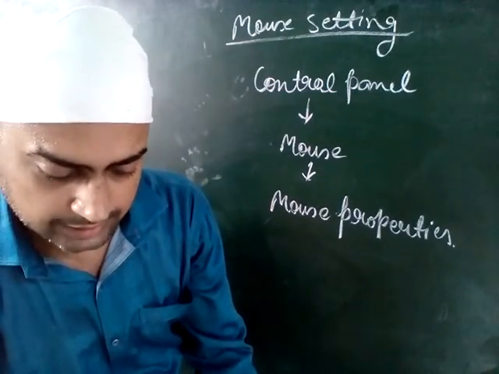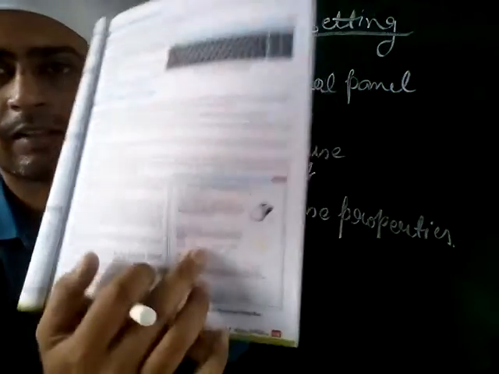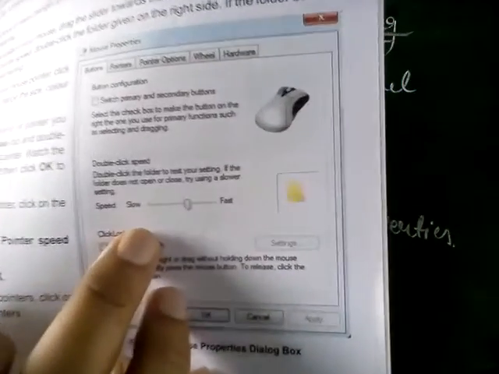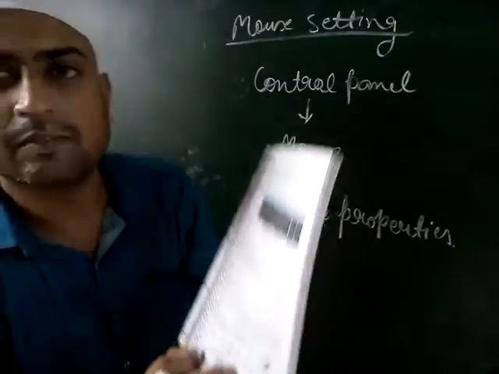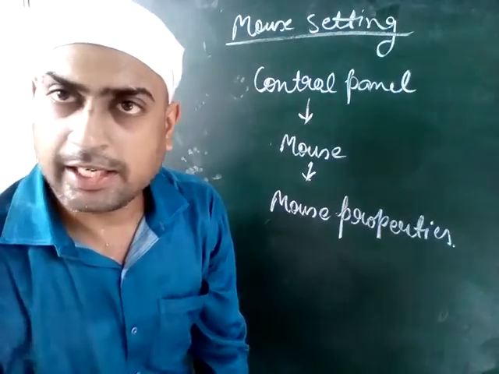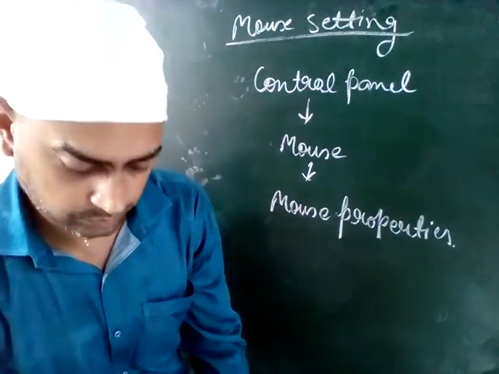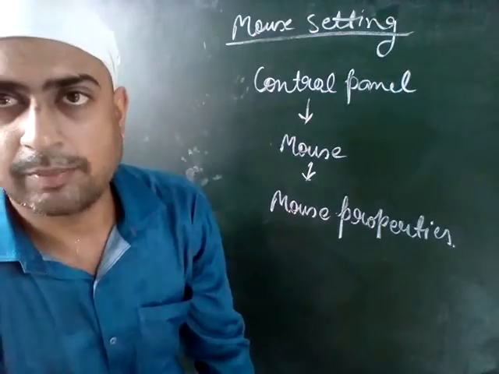Now drag the slider of slow or fast. You can see here there is a slider, slow or fast, that we can drag towards the left or right. As we drag the slider, our speed will increase or decrease. Then click on apply and then OK.